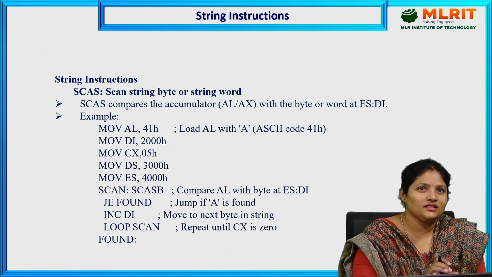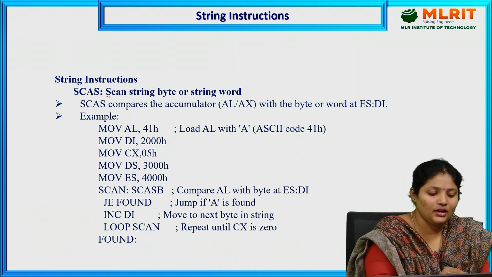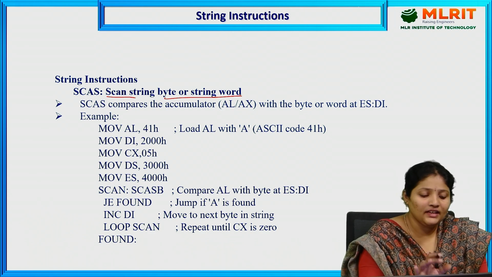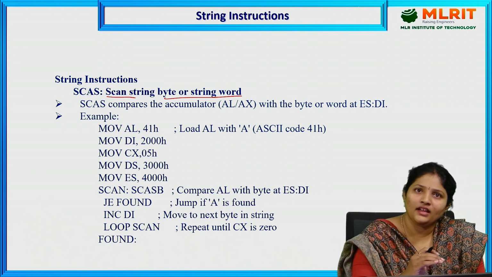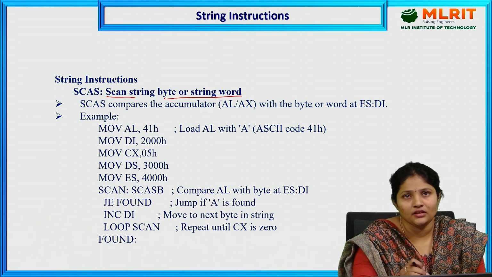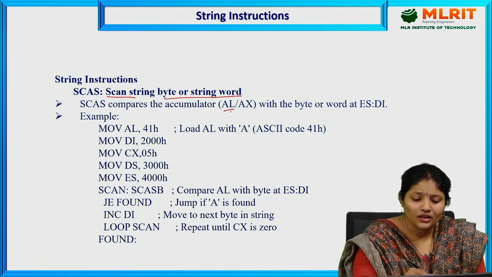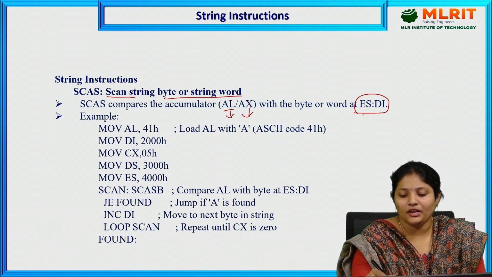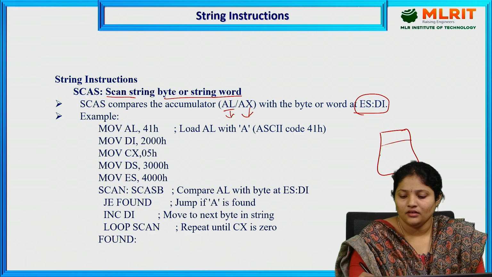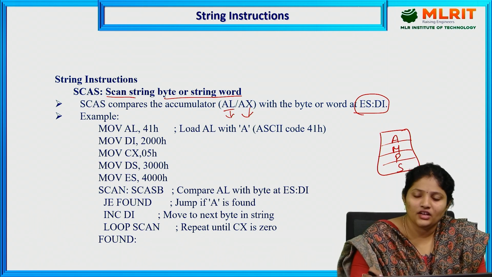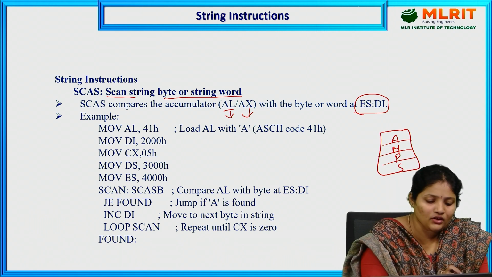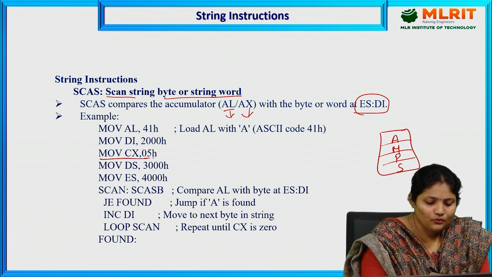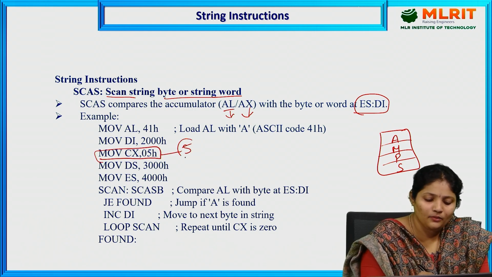Coming to the next instruction, scan string byte or string word. In this particular instruction, the data present in the accumulator, either the AL register for a byte or the AX register for a word, will be compared with the memory location in ES, the second location, the extra segment location. If I am searching in this particular memory location, AMPS data is there. Here, move CX, so until 5 bytes it will check.